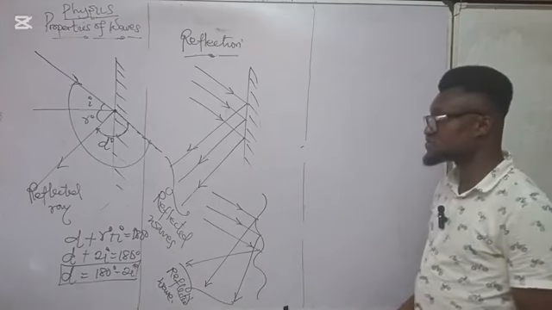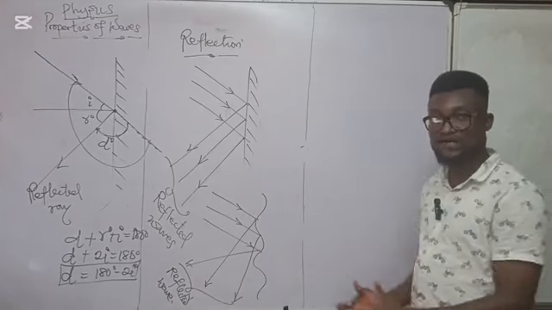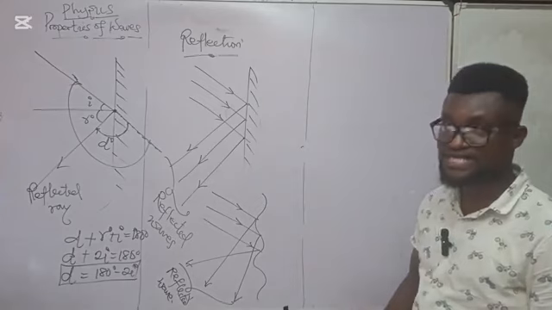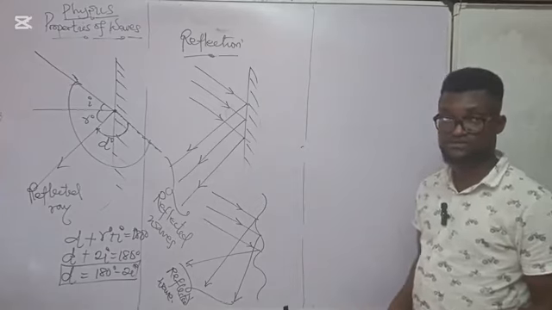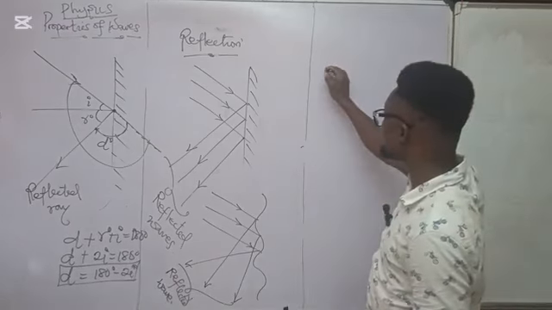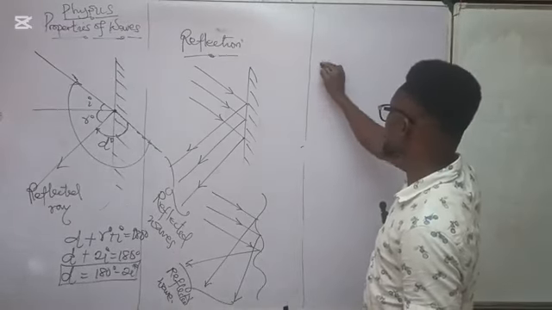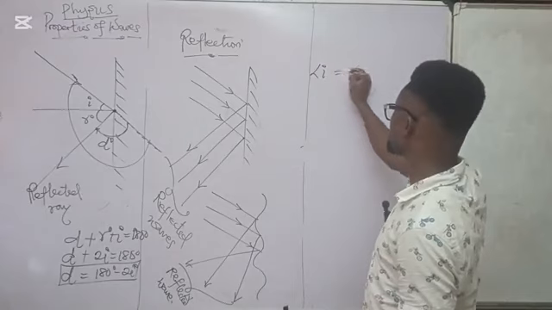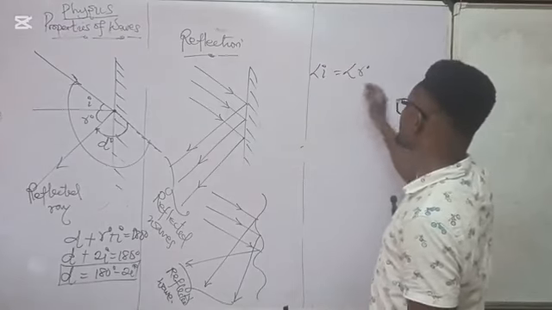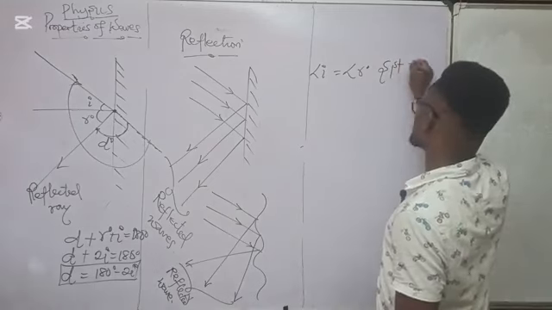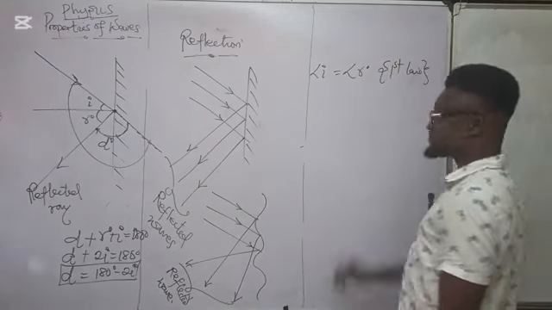We've seen that one of the laws of reflection says that the angle of incidence is equal to angle of reflection. So apart from this, we have another law of reflection. We may term it second law, whichever way. So we have the angle of incidence being equal to angle of reflection. That is the first law of reflection.